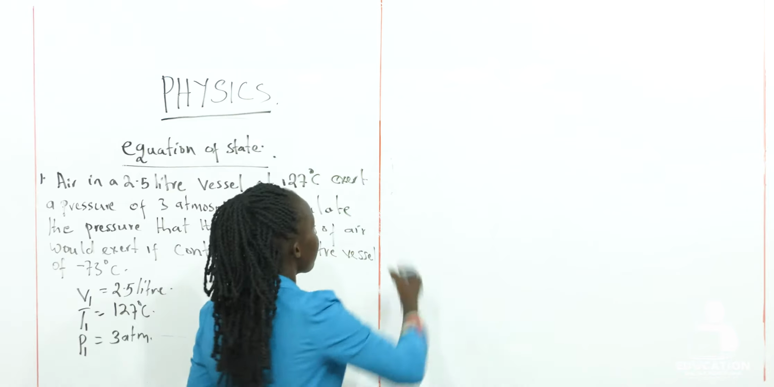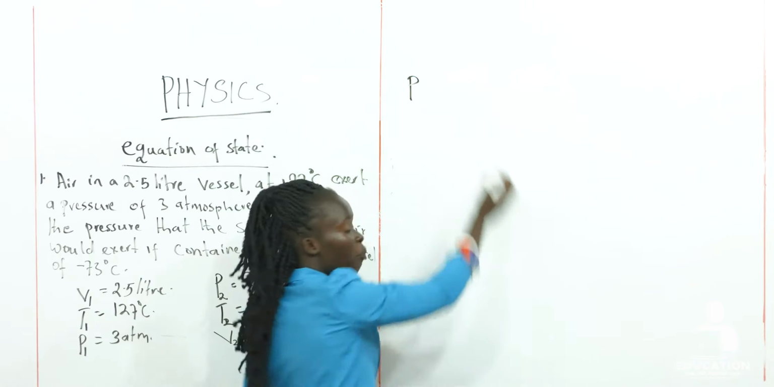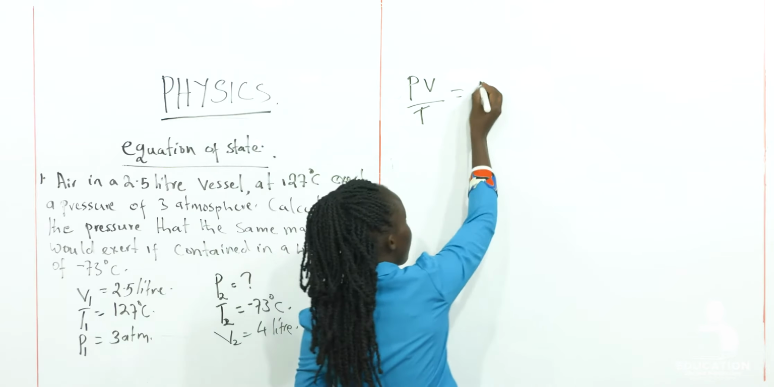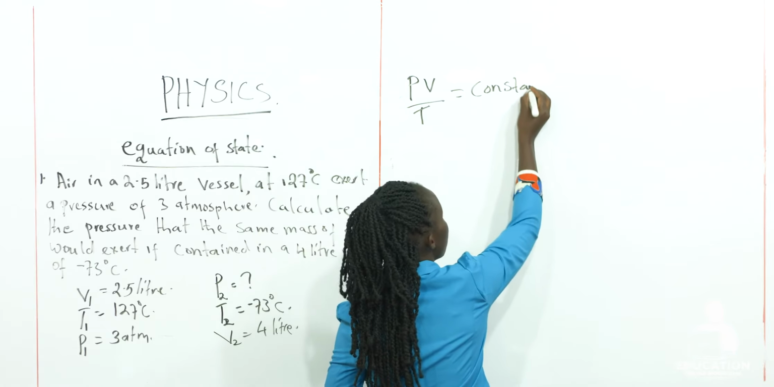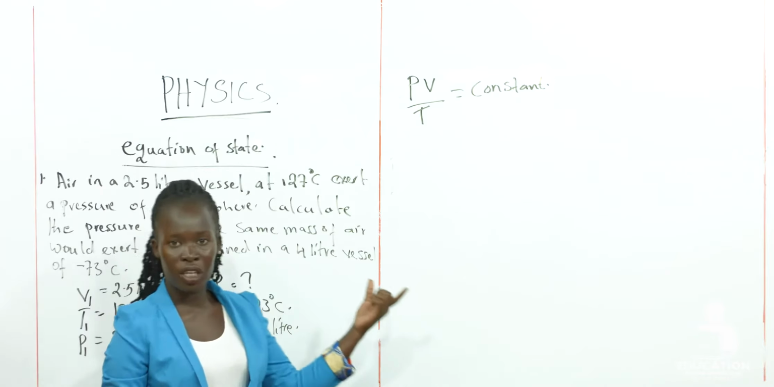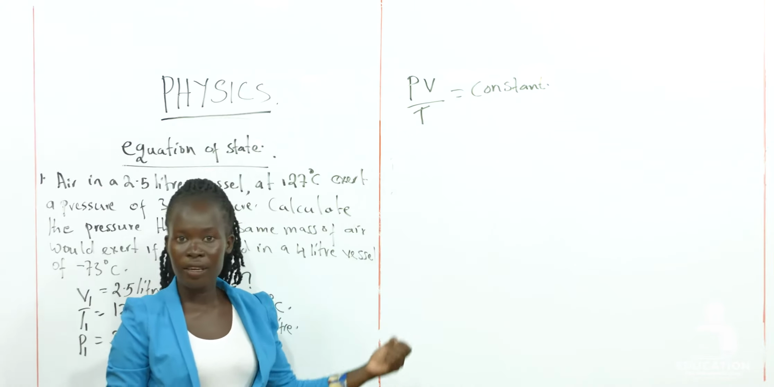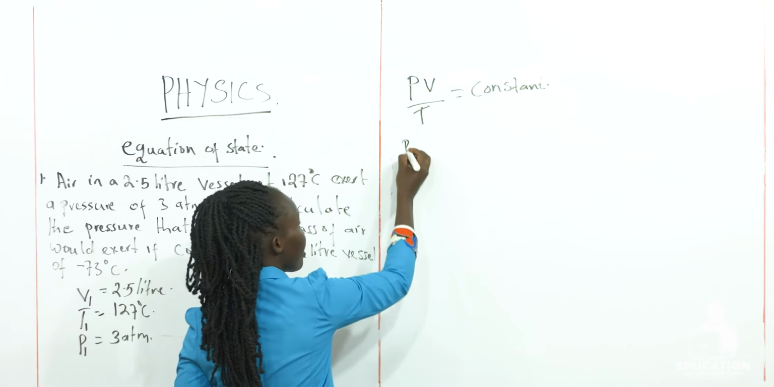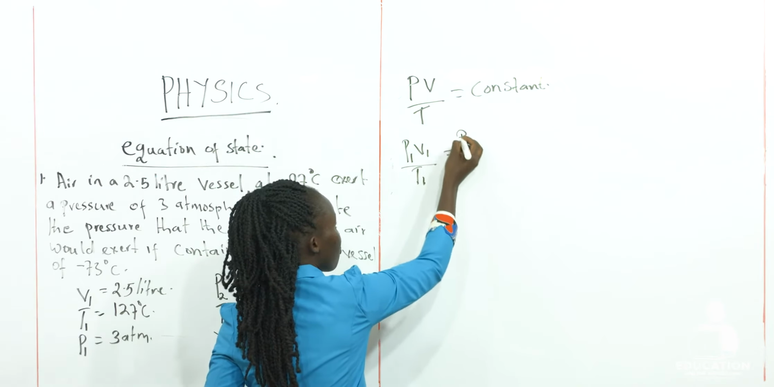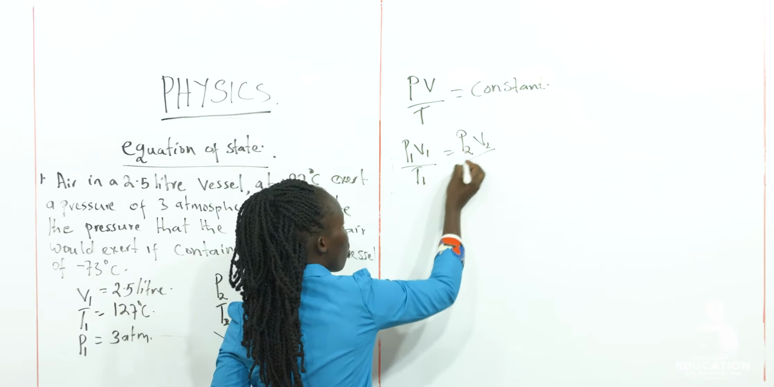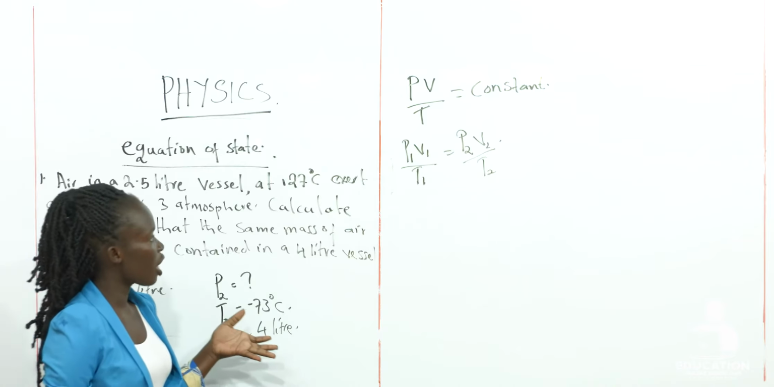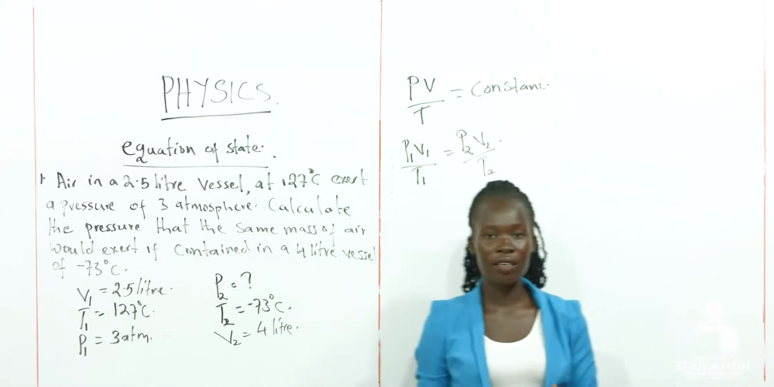which says that the product of pressure and volume divided by the temperature will give us a constant. So we have the pressure at the start and we have the pressure at the end, likewise the volume and the temperature. So we shall have P1 V1 over T1 is equal to P2 V2 over T2.